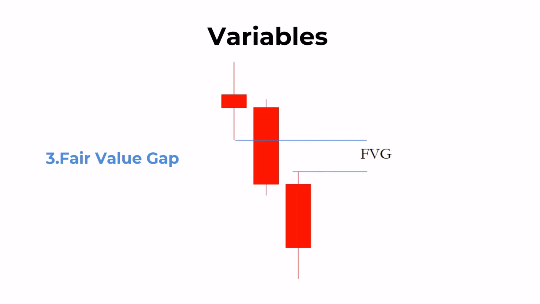Fair value gap. This is a 3-candle pattern where price moves so fast it leaves a gap. In a bullish fair value gap, the high of the first candle doesn't overlap the low of the third candle. In a bearish one, the low of the first candle doesn't overlap the high of the third. These gaps show market imbalances that price often comes back to fix.